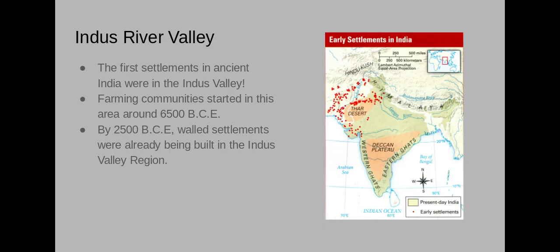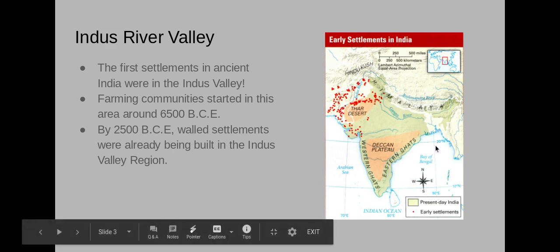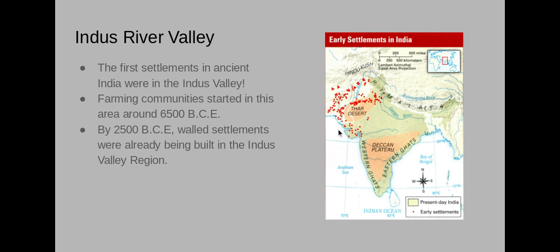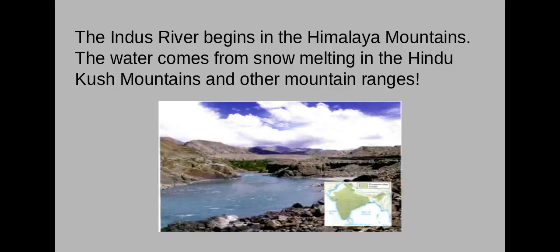Now, the Indus River Valley was the first settlements in ancient India. The farming community started in this area around 6500 BCE. By 2500 BCE, walled settlements were already being built in the Indus Valley region. Now think, if they're around a river, why would that be the best place for farmers to start their community? You gotta think flooding, you gotta think fertile soil, everything like that.